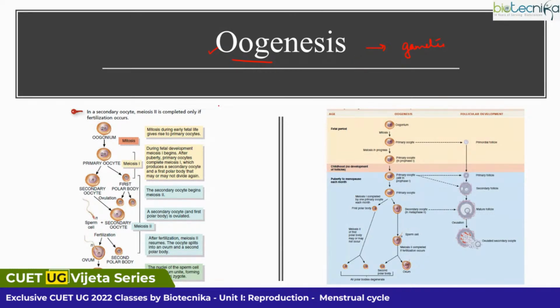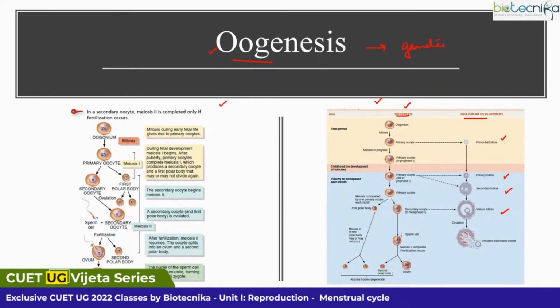So these 2 figures that you can see over here are quite similar. I'll follow this figure. You can see oogenesis is taking place where the gamete formation is taking place, and what is happening in the follicular development part? Follicular development, you already have an idea. I told you the different stages. We discussed primordial, primary, secondary, and mature follicle. Mature follicle is your Graafian follicle stage, and finally ovulation occurs.